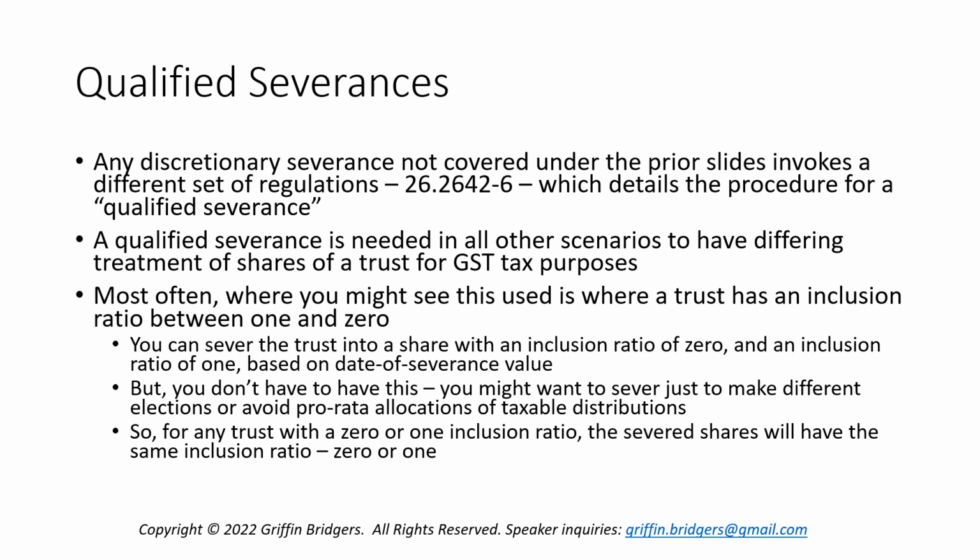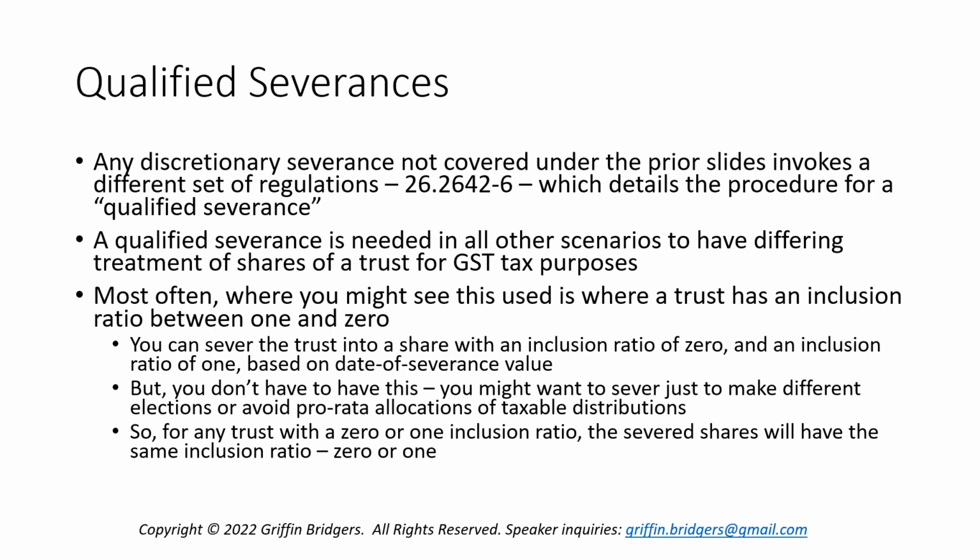That's going to be the most common characteristics we check off here. So what this allows under the qualified severance rules is for you to sever a trust into a share where one has an inclusion ratio of 0 and another has an inclusion ratio of 1 based on the date of severance value. So why might you want to do this? Well, it allows you to create an exempt and non-exempt share.